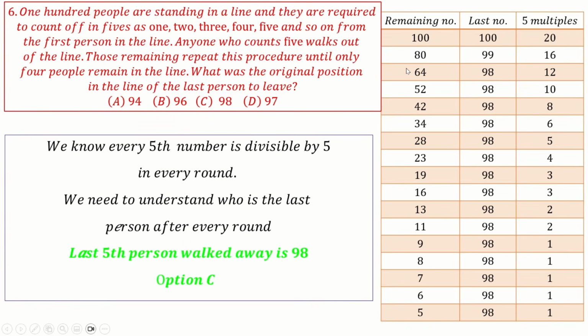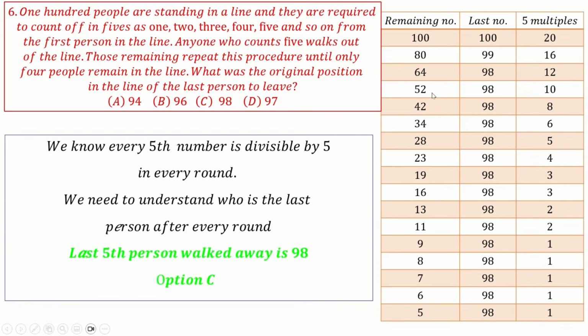Now, when it is 64, this is not divisible by 5, which means the last person won't leave. Others will leave the line, but the last person will not leave. Correct? So 64, how many will leave? 64 divided by 5, I get 12. Of course some remainder will be there, but those people won't leave. So 12 people will leave. So 64 minus 12, which is 52, and 98 is still staying in the line.